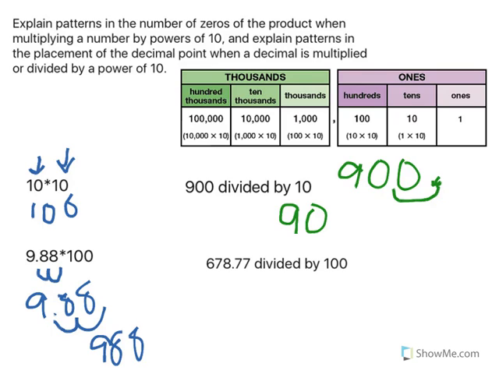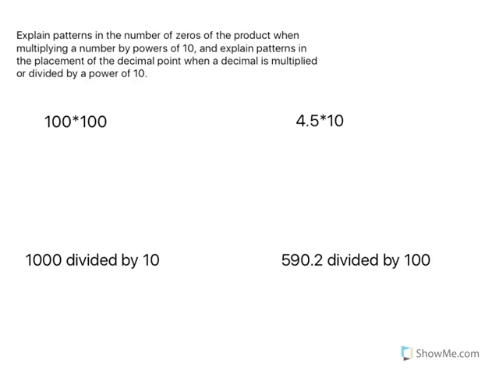Now we have the same type of problem below. It says 678.77 divided by 100. So there are two zeros, so we move it to the left, 1, 2. So the answer is 6.7877. And that's all there is to it. Hopefully that made some sense. And let's try some examples on the next page. I'll have you pause the video and pull out a sheet of paper and answer these questions, and then we can do them together.